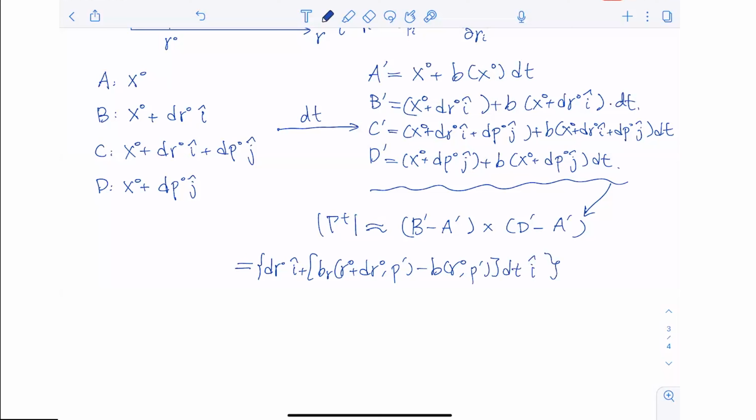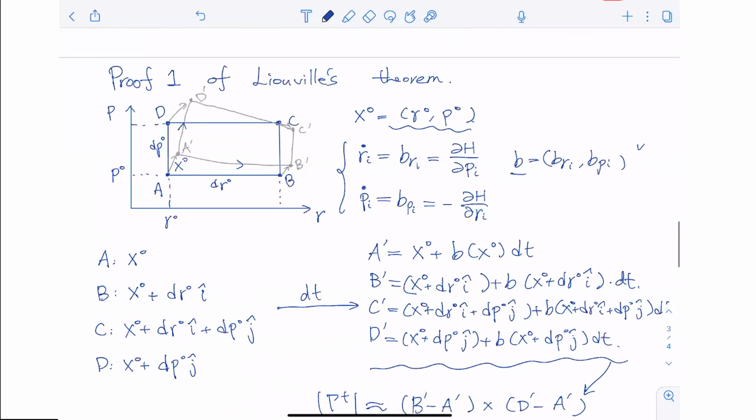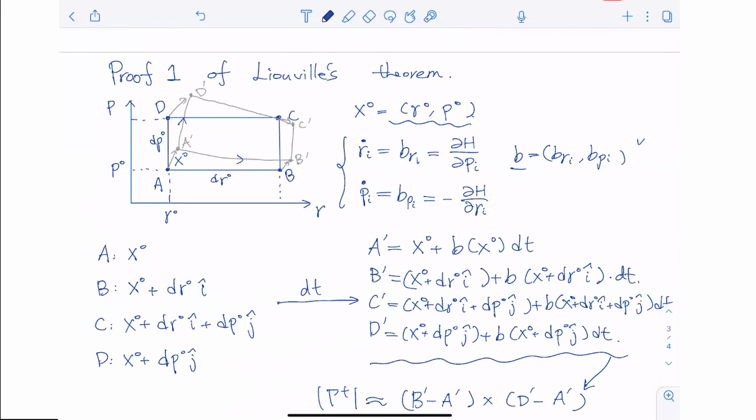Okay. And here we introduce some point p prime. This p prime is just some point that's nearby p naught, but the distance between p prime and p naught is smaller than dp. So why do we introduce that? Because to some extent, after the system evolved, this gray area might be distorted a little bit, right?